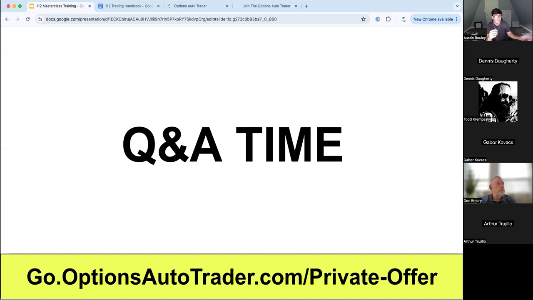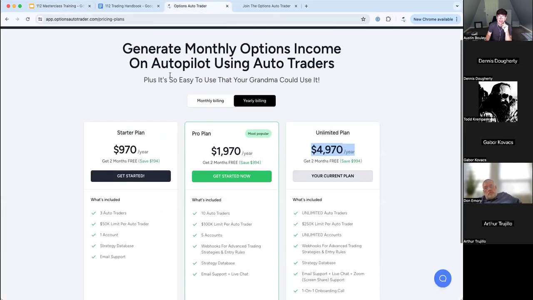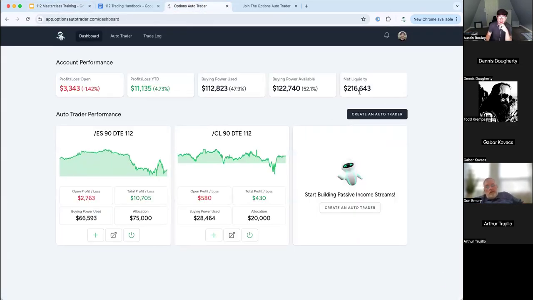Bing says, how do you manage theta and net liq for 112s? Great question. Theta and net liq are important, but they're not key factors. Again, you can see all that data here on the Options Auto Trader, like my net liquidity here. But what I'm really doing is watching my buying power used. I don't want this to exceed 50%. Typically I was sitting around 30%, but then it bumped up about 17% with this drop. So that's how it was, but I want to stay around 50%.